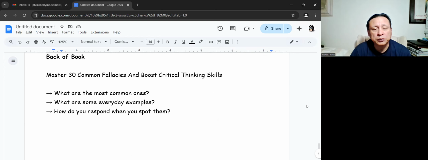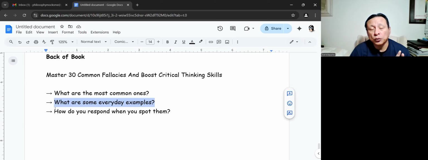In the back of the book, it tells you you're going to get 30 common fallacies. Those are the ones I just read out. 30. And so these are some of the most common ones. I wouldn't say all of the most common ones, or not the top 30, but they're pretty common, pretty useful. Everyday examples. I'm going to show you one.